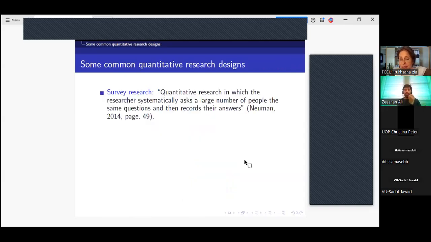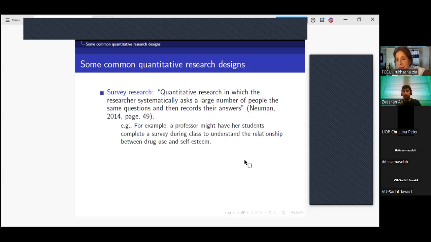So now we look at some common quantitative research designs. I'm not going into the depths of each of them, but I'm just going to give the basic idea of how we can think of these designs. One of them is survey research, a research design in which the researcher systematically asks a large number of people the same question and then records their answers. For example, a professor might have her students complete a survey during class to understand the relationship between drug use and self-esteem. We can also think of this design like the Gallup surveys.